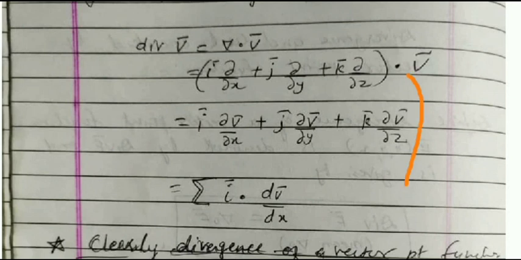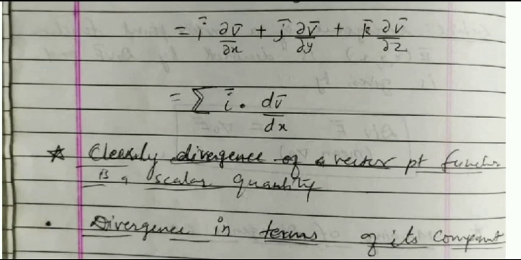So clearly divergence of a vector point function is a scalar quantity, because if we take the dot products here, i dot i is 1, j dot j is 1 and k dot k is 1, meaning all the vector terms vanish. Therefore divergence of any vector point function is a scalar quantity.